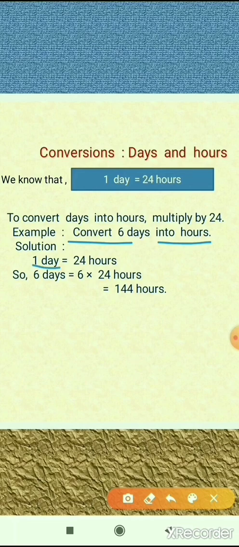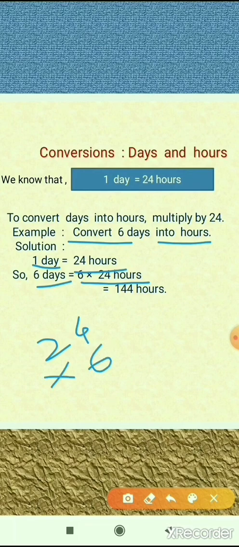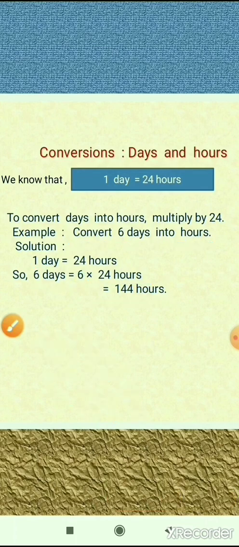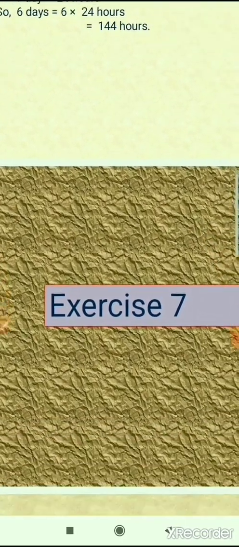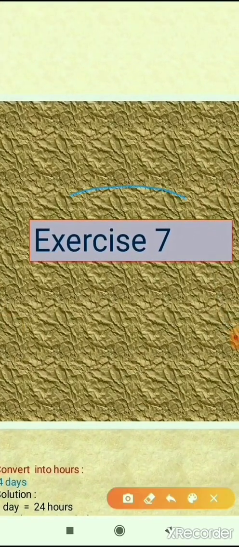We know that 1 day is equal to 24 hours. So 6 days is equal to 6 multiplied by 24. If you know the table of 24, 24 sixes are 144. So 6 days is equal to 144 hours. In this way, we convert days into hours. Now, we will solve exercise 7.